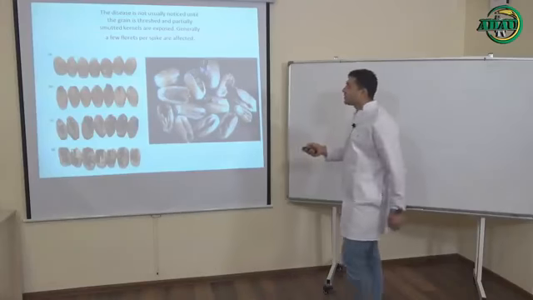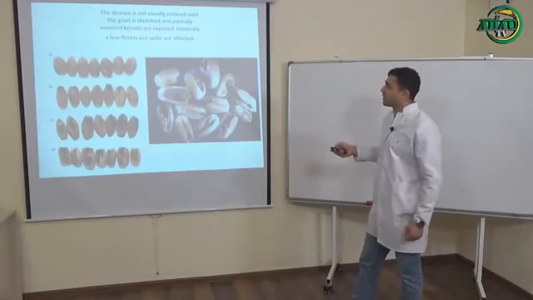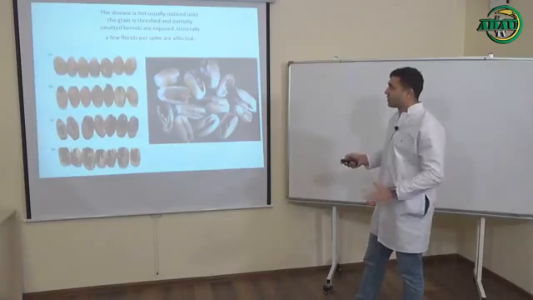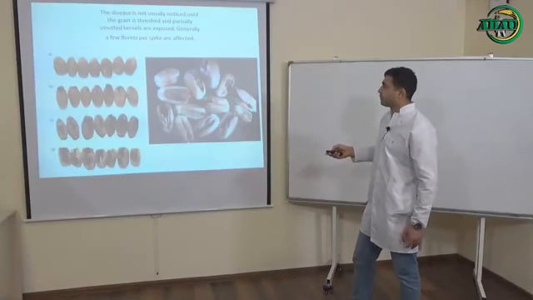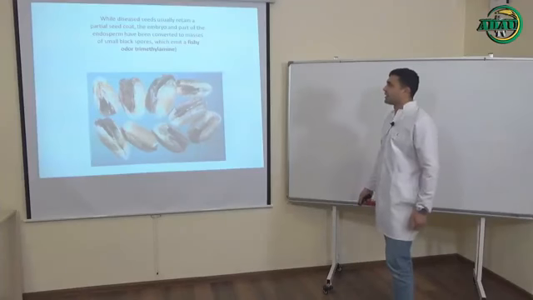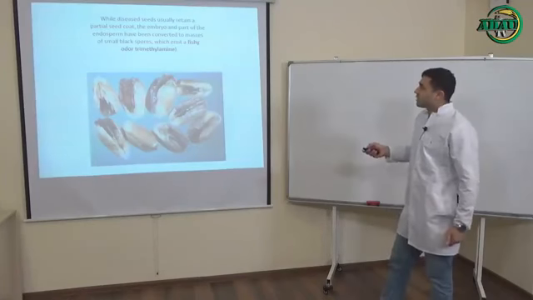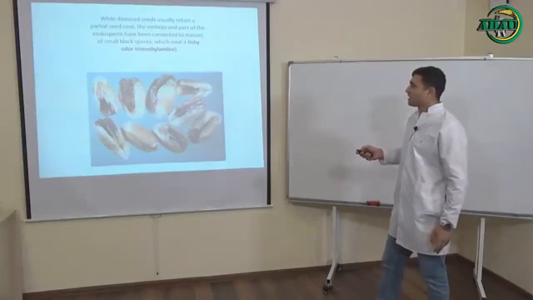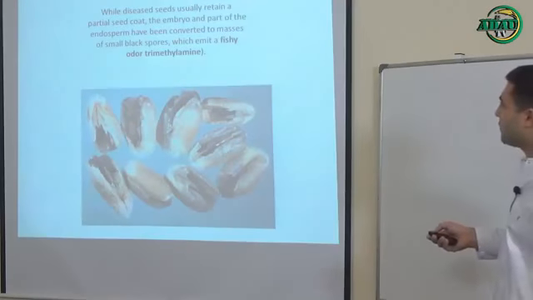So the disease is not usually noticed until the grain is threshed, partly shattered kernels are exposed. Generally, a few florets per spike are affected. So the diseased seeds are usually treated as partial bunt: the embryo and part of the endosperm have been converted to masses of small black spores. You can see here small black spores, which emit a fish odor.